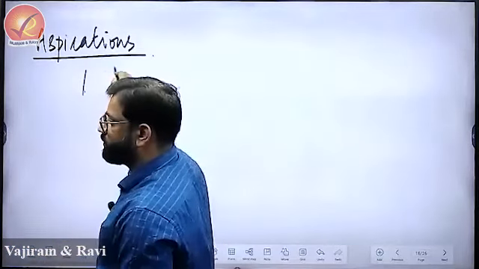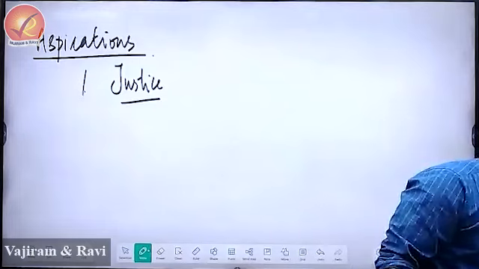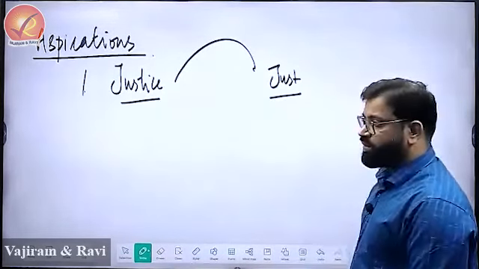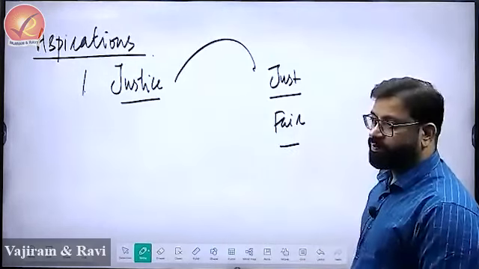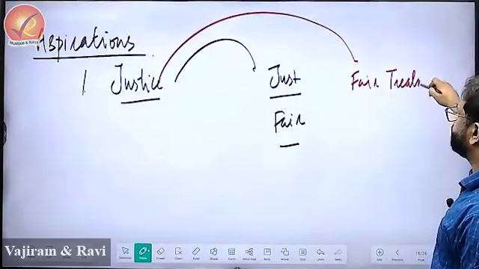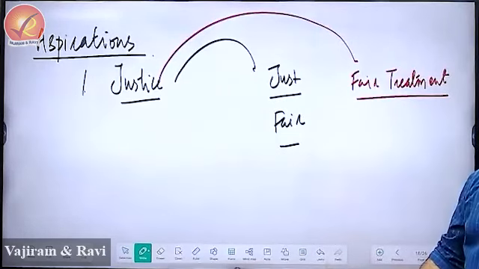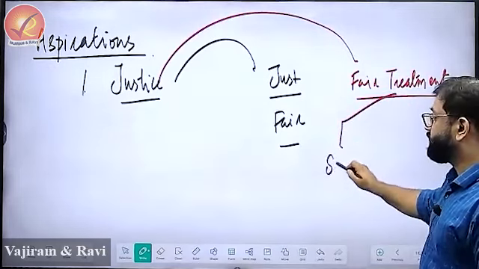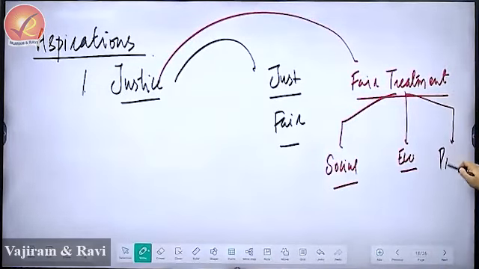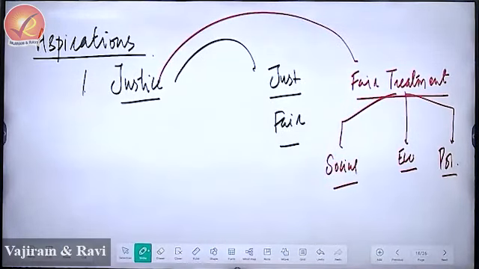And what is the first aspiration? It is justice. Justice comes from the word just. And what is the meaning of just? Fair. So what is justice? It is fair treatment. And where are we expecting fair treatment? The preamble itself makes it amply clear: justice in the social sphere, justice in the economic sphere, as well as in the political sphere. So in all the three spheres of life, we should be fairly treated.